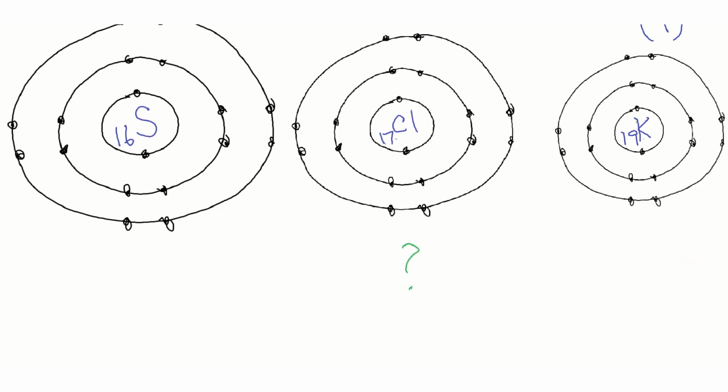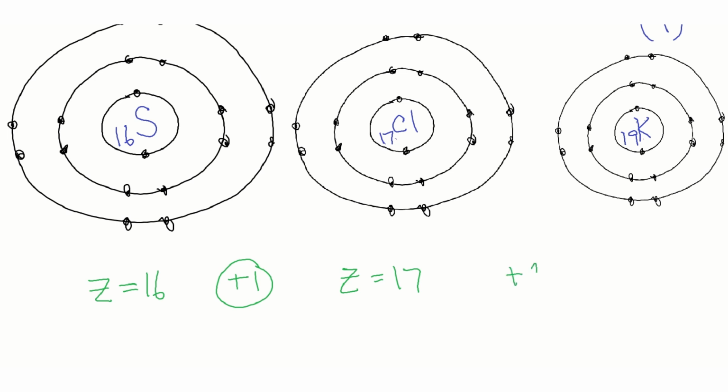Now consider one more thing. Do you think the chloride ion will be closer in size to the sulfide ion or the potassium ion? And why? Well, hopefully you're thinking because 17 is one more proton than 16, the size of the chloride ion should be closer to the sulfide ion.